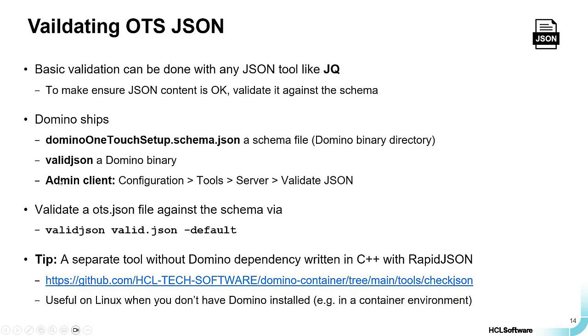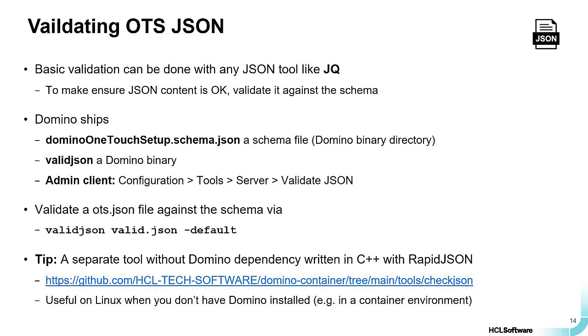You can also, and this is, I don't know, new in 12.0.2, I think. I'm not exactly sure, but it wasn't in the first versions. It's under configuration, tools, server, validjson. So you can also do that from your admin client. That's especially useful when you build it first and then put it on your server. But in some cases, you don't have a Domino server yet on your system, and you don't have Domino installed or a Notes client somewhere installed.